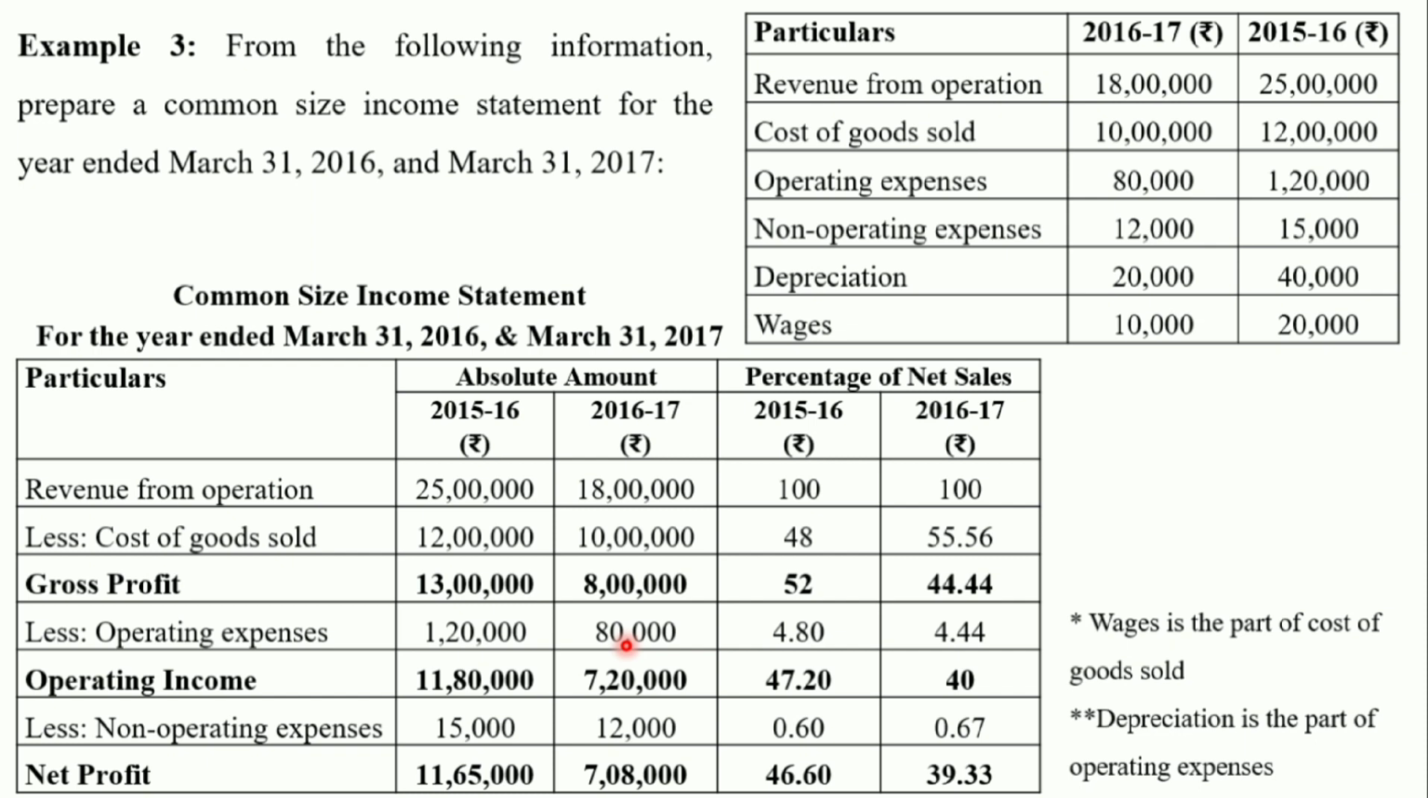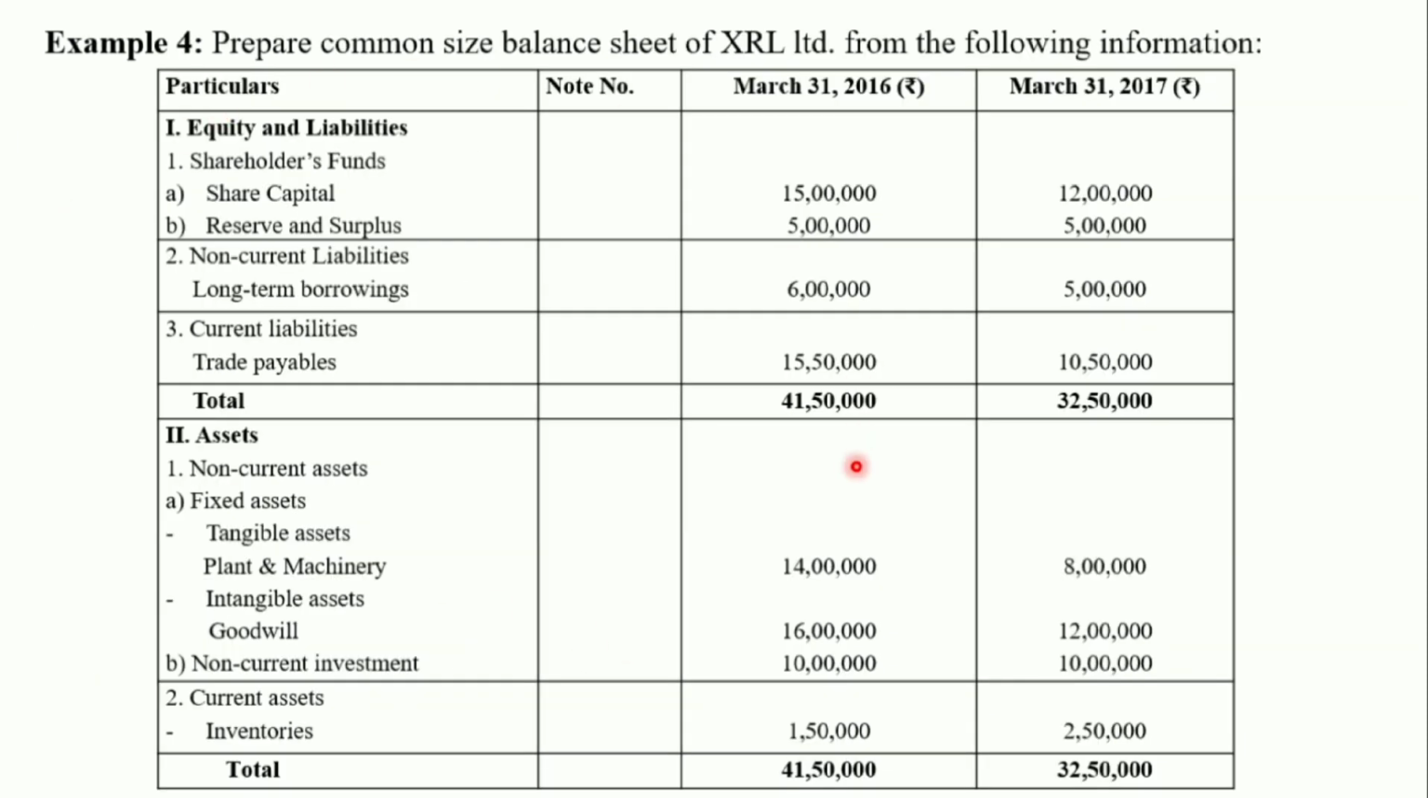Okay, clear? Now we are going to see the second problem on the common size balance sheet. See, this is the problem. Prepare the common size balance sheet of XRL Limited from the following information. The balance sheet is given. A balance sheet includes equity and liabilities and assets. Equity and liabilities include shareholders' fund, share capital and reserve surplus, non-current liability, long-term borrowing, and current liability, trade payable, given for the specific years 2016 and 2017.